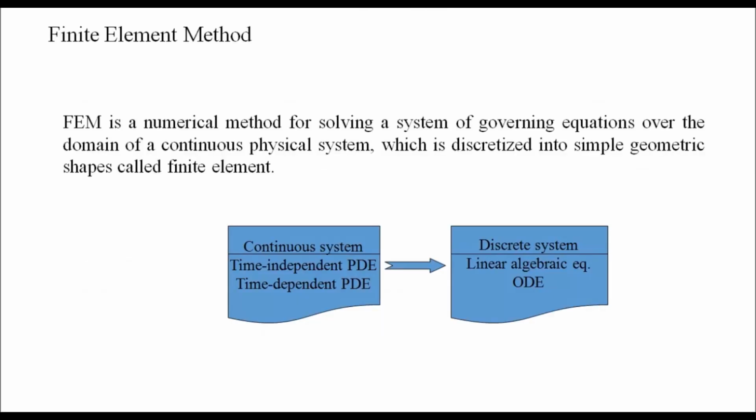And in this way, we can define the finite element method. It is a numerical method for solving a system of governing equations over the domain of a continuous physical system, which is discretized into simple geometric shapes called finite elements. And here we have shown both the categories, what is a continuous system and what is a discrete system.